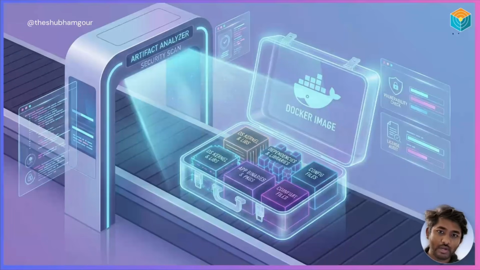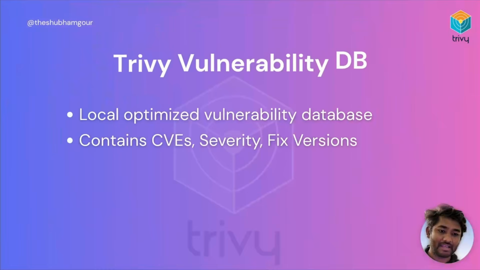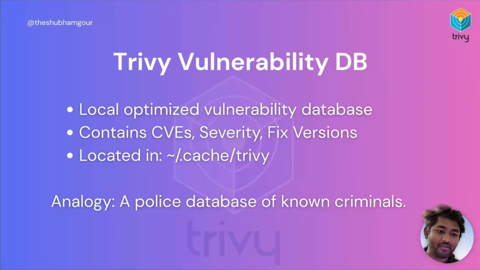If you want to visualize it, just imagine a suitcase. Here the suitcase is the Docker image that we are talking about. What did this analyzer do? It ran a check. It identified which operating system it is using, what sort of libraries and dependencies are there, whether any config file is present, whether any secret is present, and what sort of application binaries and packages we are using. All of this is analyzed by the artifact analyzer. I hope you got a rough idea of what the artifact analyzer does. So let's move forward and understand the Trivy vulnerability database.